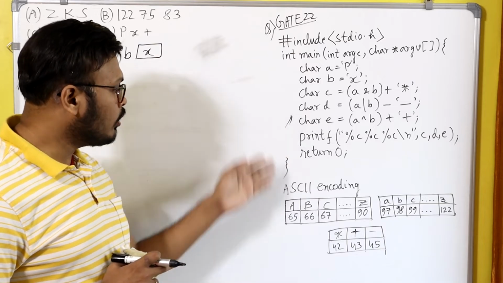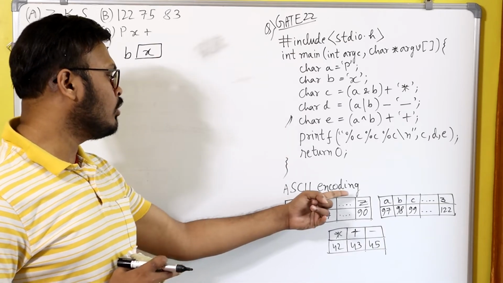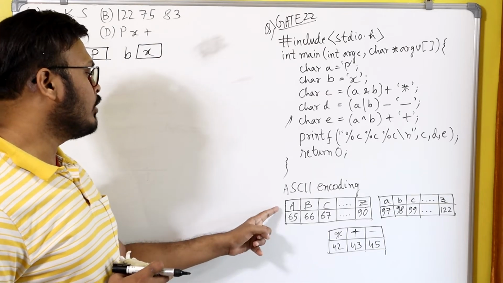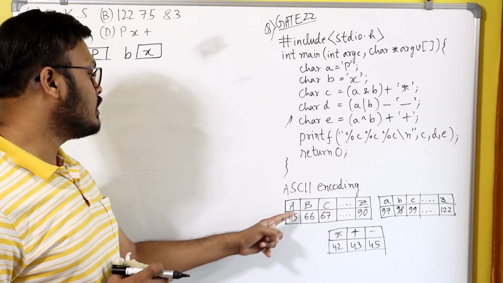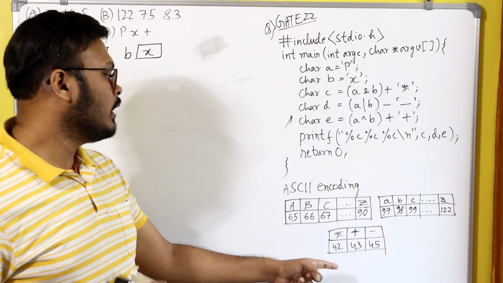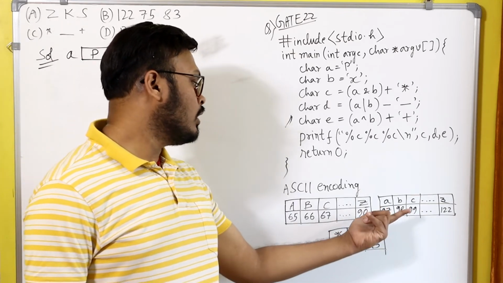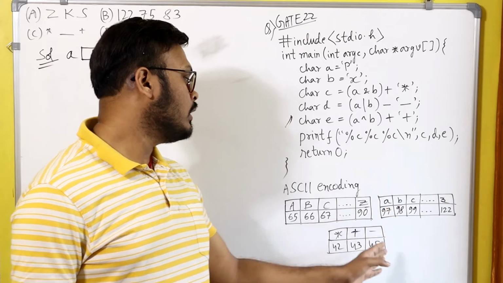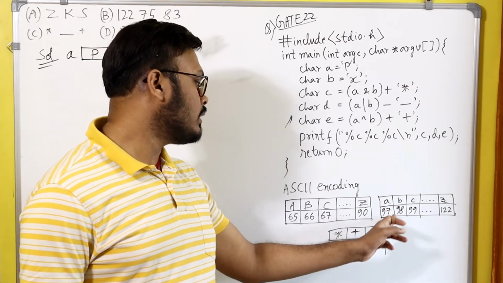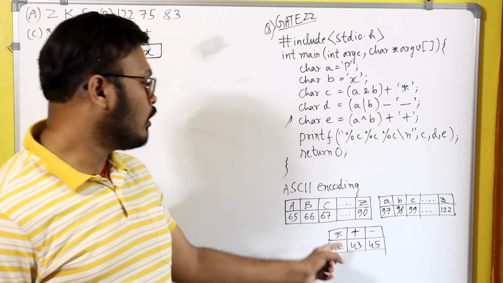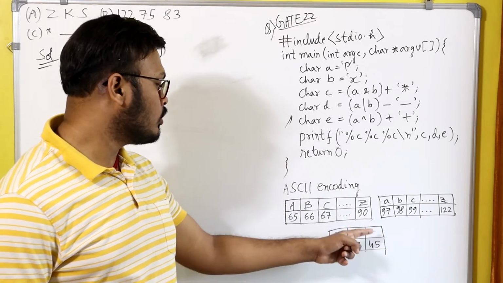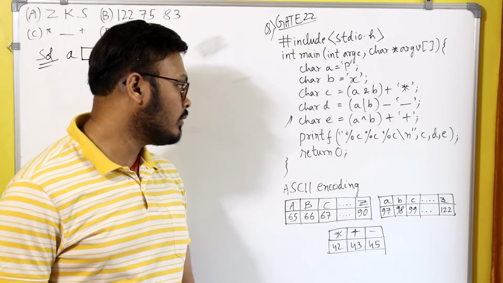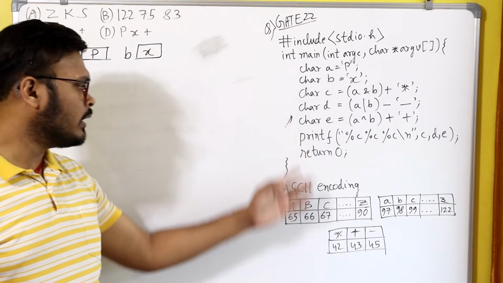At the end of the question, you can see the ASCII encoding of all the characters are given. Capital A has the ASCII encoding of 65, B has 66, C has 67, and similarly all the small characters like small a, small b, small c have their ASCII codes given as 97, 98, 99. The operators' ASCII codes are also given, like star has the ASCII code of 42, plus has 43, minus has 45. Fine. So I hope you can understand this.